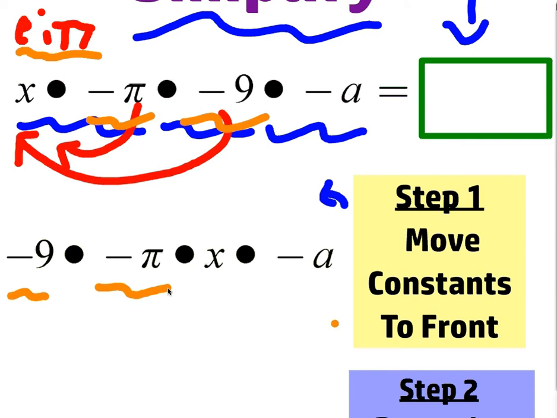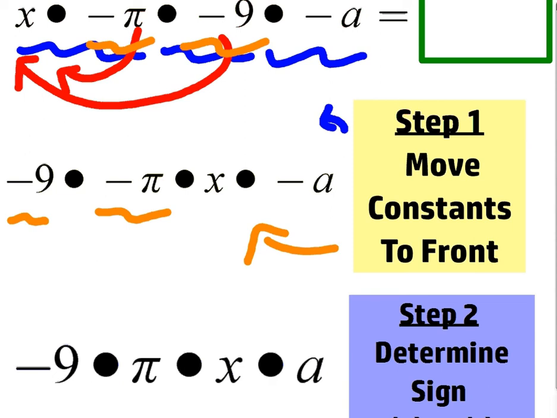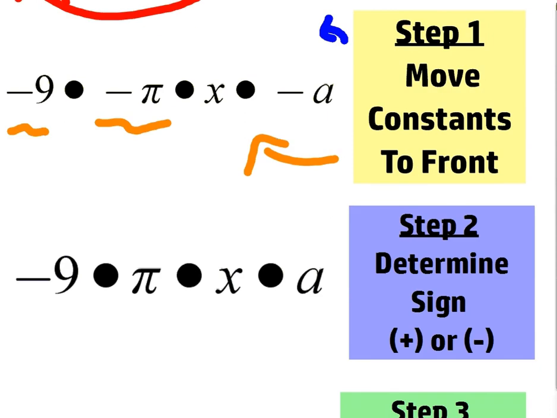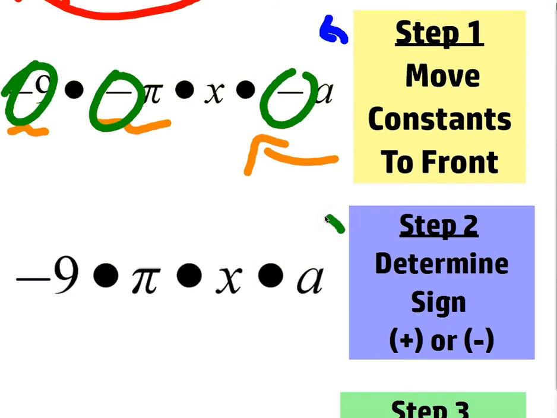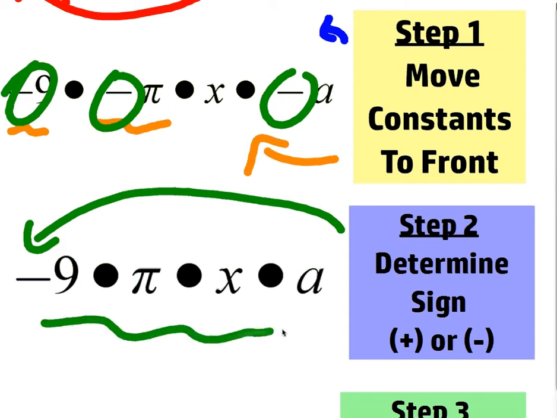So we went ahead and did that step, and now we're going to count our negatives. Again, I told you, you could just circle them. We have 1, 2, 3. So when we determine our sign, 3 negatives make a negative, and that's it. Then it simplifies down to just one particular sign.